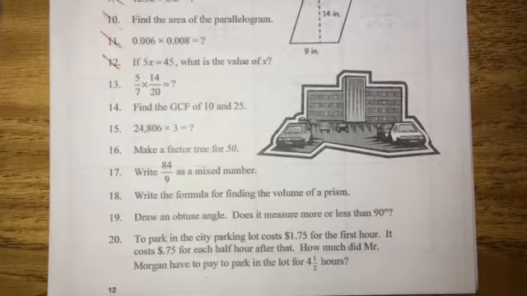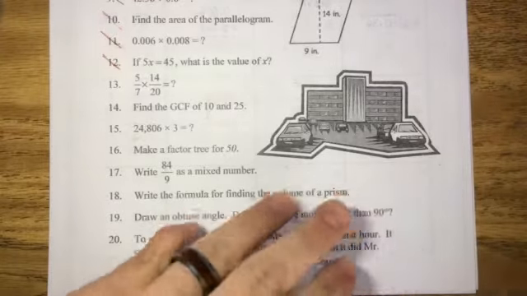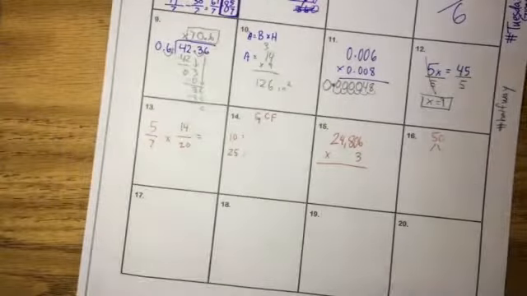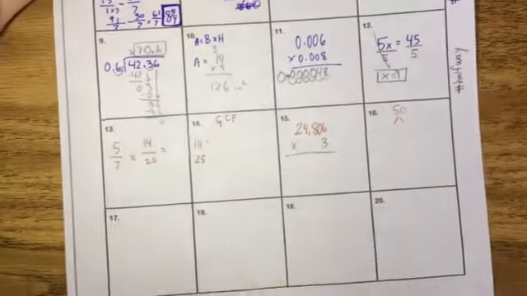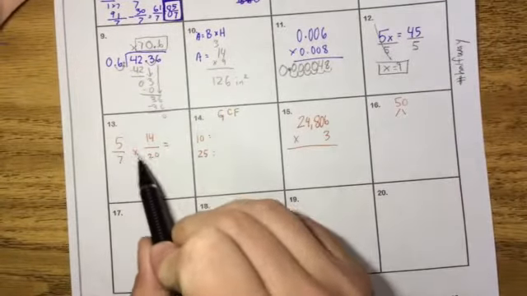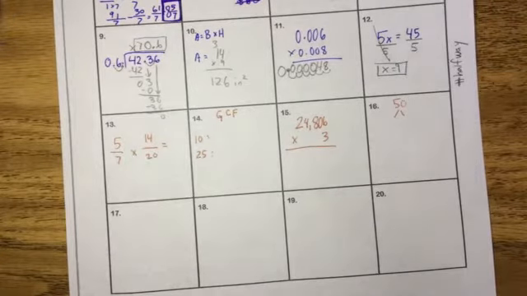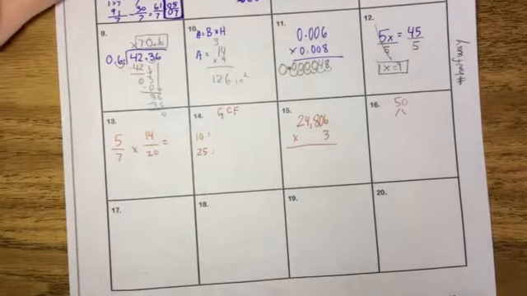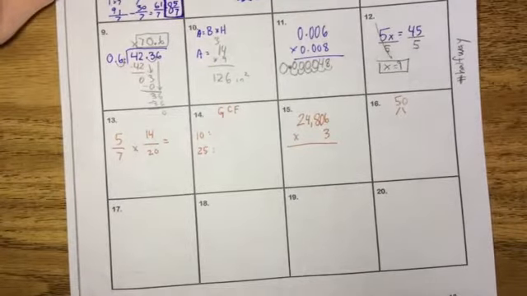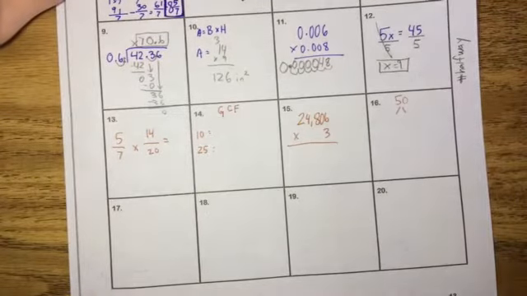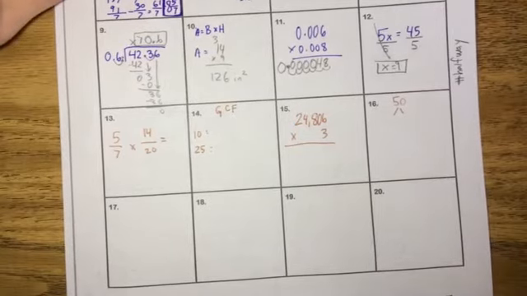Problem number 13 says 5/7 times 14/20. And I'm going to try to show you a new strategy that you can potentially use. I can go ahead and just do top times top, bottom times bottom, and I'm going to get the correct answer, but I'm going to have to reduce. So I wanted to show you that you can take a step to get a more manageable number if you go ahead and reduce your fractions before you start.